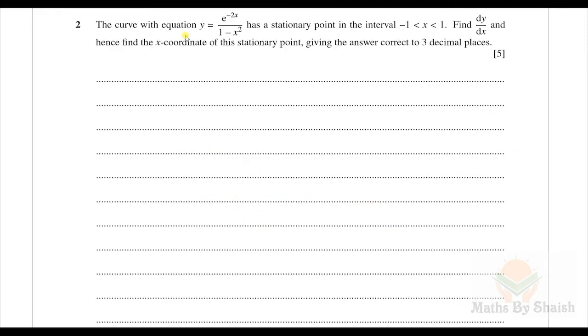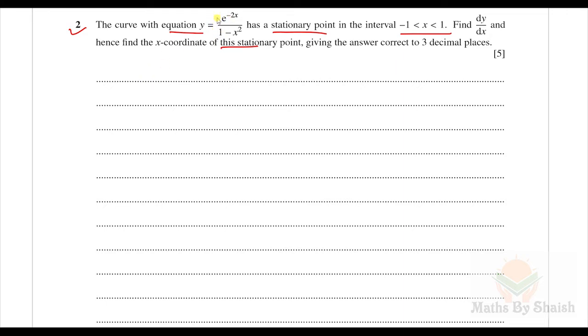Here's question number 2. The curve with equation y is equal to e^(minus 2x) over (1 minus x squared) has a stationary point in the interval given. For a stationary point we know dy/dx should be 0. Find dy over dx first of all, and hence find the x coordinate of this stationary point, giving the answer correct to 3 decimal places.